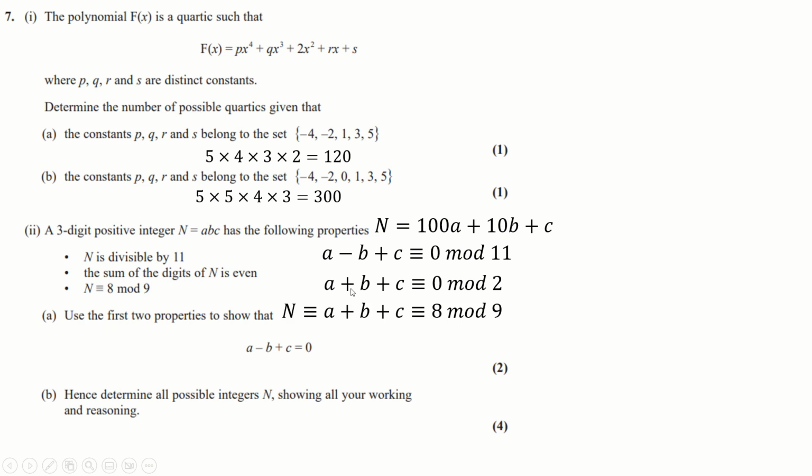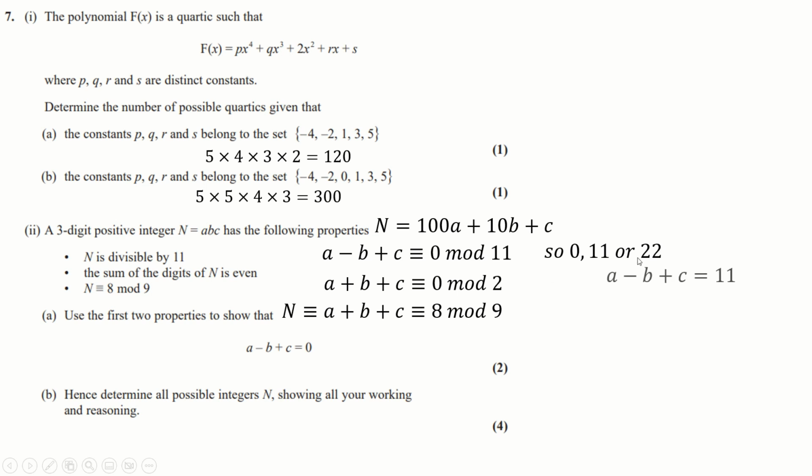And it says use the first 2 properties, that's these 2 here, to show that this thing here is actually equal to 0. Well, if it's equal to 0 mod 11, your only choices are 0, 11. You can't have 22 because you're taking away a number here. So even if these are 9s, you're taking away and it's going to be less than 18.